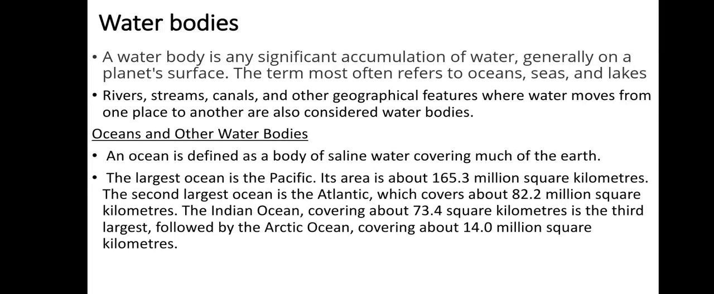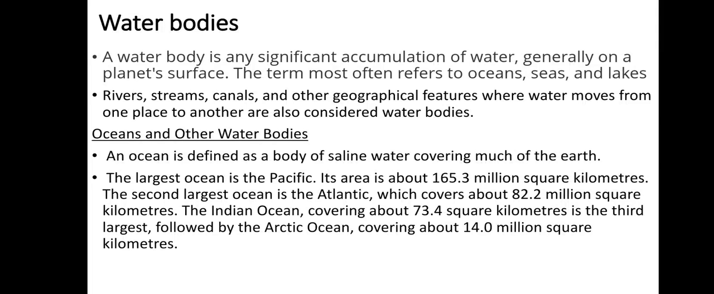Its area is about 165.3 million square kilometers, and the second largest ocean is the Atlantic, which covers 82.2 million square kilometers. The third one is the Indian Ocean, that is covering about 73.4 million square kilometers, followed by the Arctic Ocean that covers 14 million square kilometers. So basically, these are the oceans that we have on our Earth's surface: Pacific Ocean, Atlantic Ocean, Indian Ocean, and the Arctic Ocean.